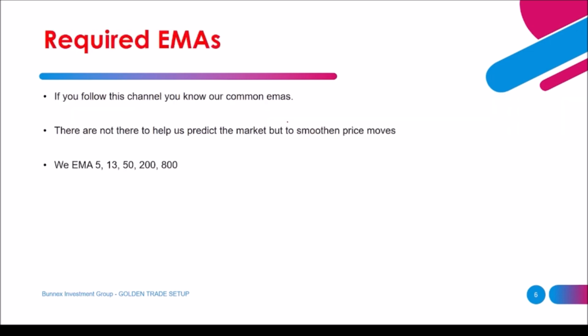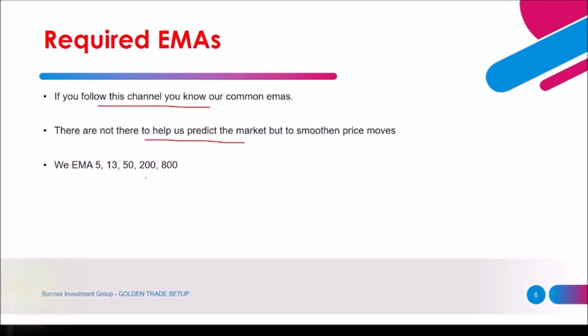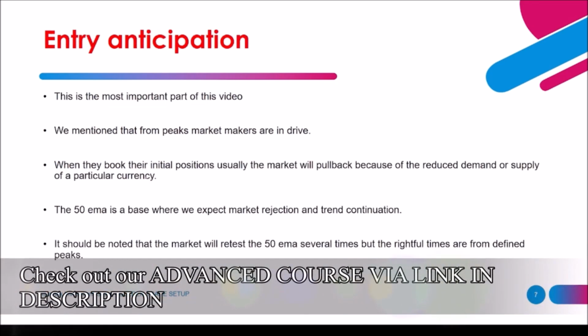So the next topic is the required EMAs. If you follow this channel, you know our common EMAs. They are not there to help us predict the market, but to smoothen out how price moves. We use the EMA 5, 13, 50, 200, and 800. And I've seen a lot of comments, even after I defined the EMAs, someone would actually say, what are the EMAs? These EMAs are exponential moving averages applied to close. So it's period 5, 13, 50, 200, and 800.